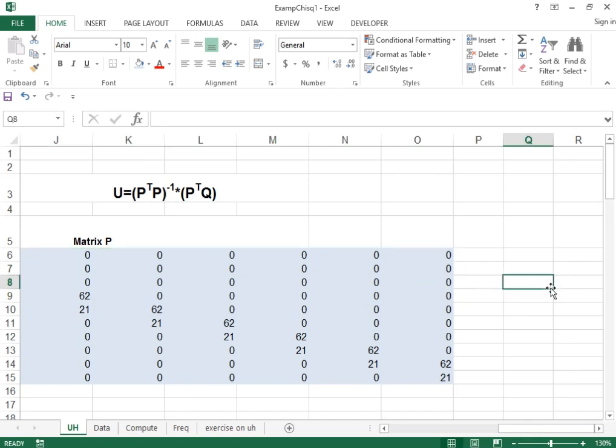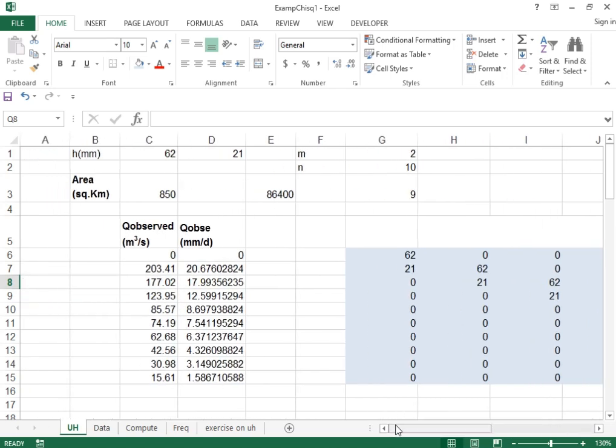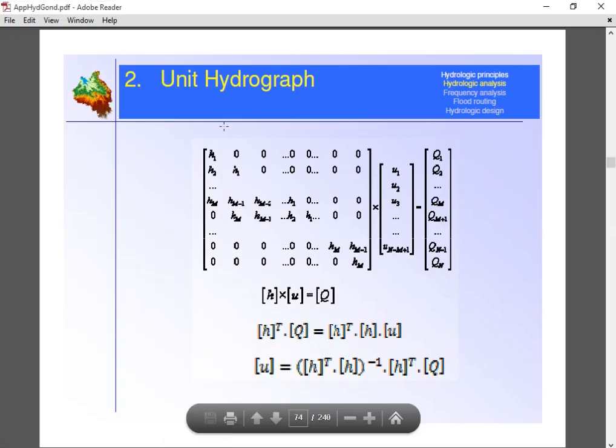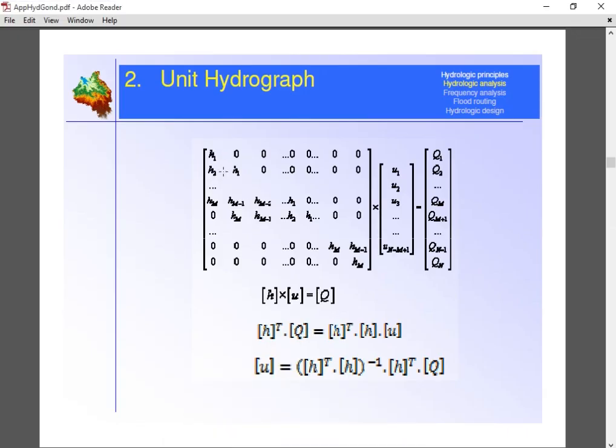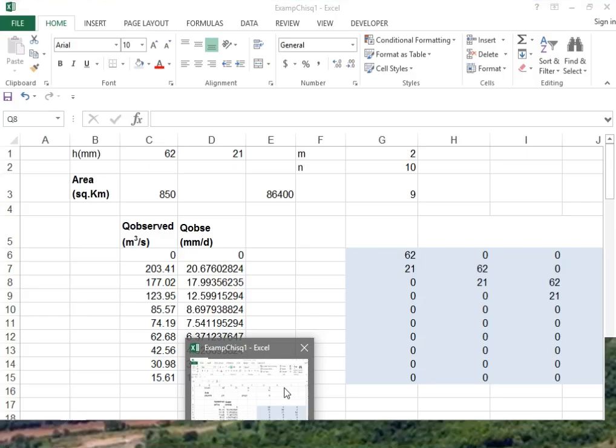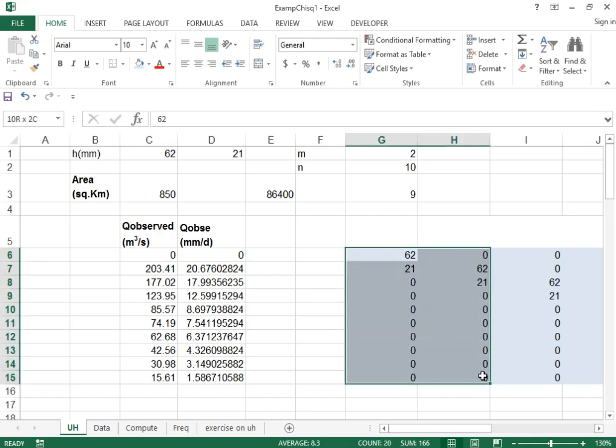Okay, so having this, we can proceed with the remaining task. The first thing you have to do is prepare H1, H2, 0, 0, and the like, then H1, H2, H1, H2, H1, H2, and the like. So you can prepare your matrix in such a way.